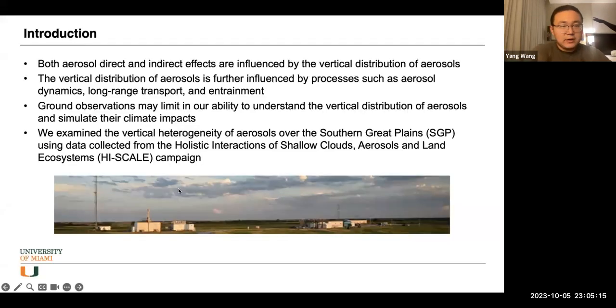As we know, both the aerosol direct and indirect effects are influenced by the vertical distribution of aerosols. This is especially the case when we talk about aerosol-cloud interactions, where the measurement conducted on the ground might not represent what's really happening at the cloud level. The vertical distribution of the aerosols is further influenced by processes such as aerosol dynamics, long-range transport, and entrainment. Therefore, ground observations may limit our ability to understand the vertical distributions of aerosols and further simulate their climate impacts. So in this study, we were trying to examine the vertical heterogeneity of aerosols over the SGP by using the HI-SCALE data.